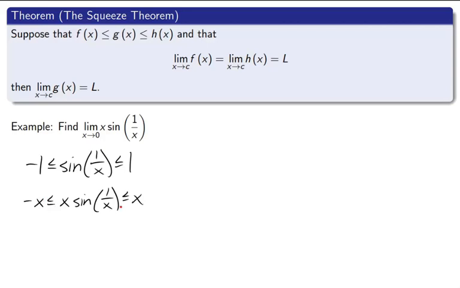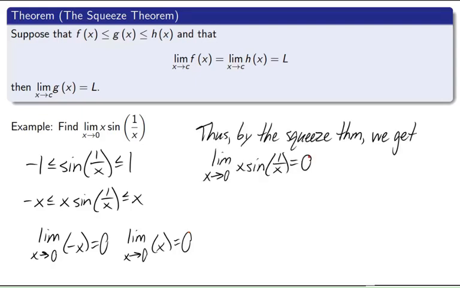Anyway, I have the function that I'm trying to take the limit for. I have an upper bound and I have a lower bound. So let's take the limit of the upper bound and lower bound. Limit as x approaches 0 of -x is 0. Limit as x approaches 0 of just x is 0. What we get is these two limits are equal, and thus, by the Squeeze Theorem, we get the limit of the original function. Limit as x approaches 0 of x sine of 1 over x is that same value, 0.